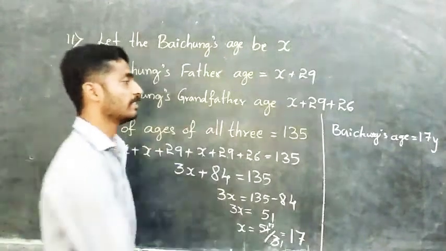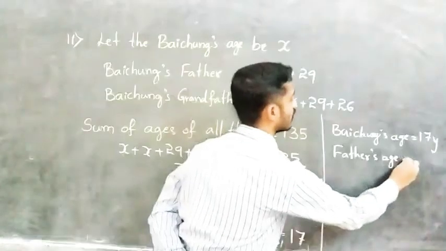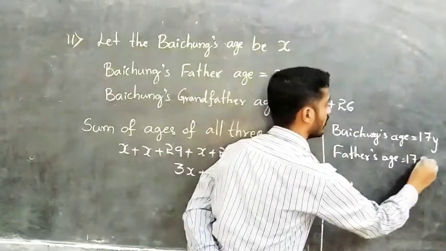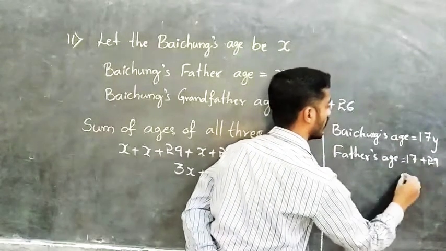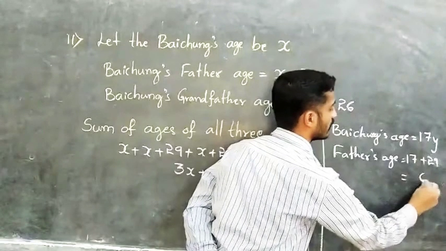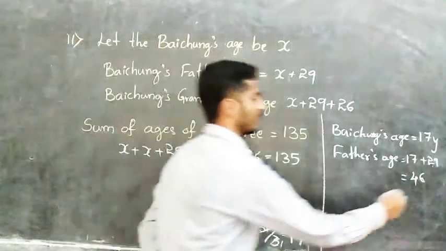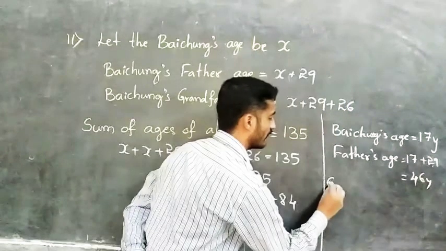Okay. So next is, what is father's age? See there, x plus 29. It means 17 plus 29. What will you get here? 7 plus 9, 16, carry 1, 46. 46 years.